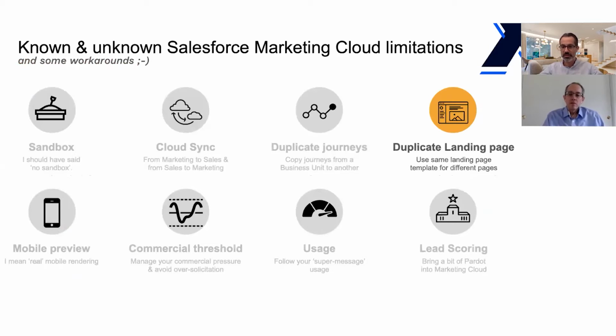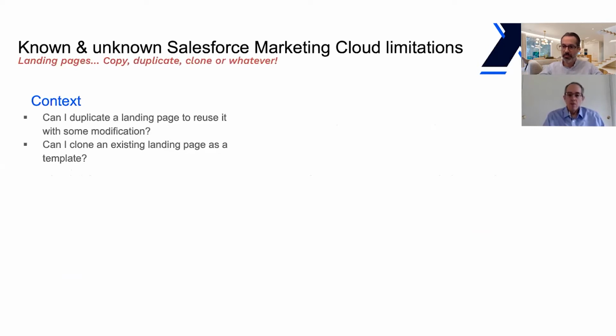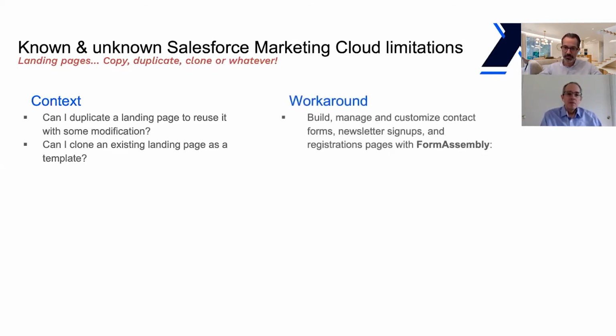Another topic is landing pages. So again, I've built landing pages for, I don't know, a game or a form, a registration, and so on. And I would like to reuse these landing pages, maybe like a template. I would like to save it, clone it, copy, and so on. And actually, it's not possible within Marketing Cloud. It's quite crazy, but if you have a landing page, you have to rebuild the landing page. You cannot just clone it.